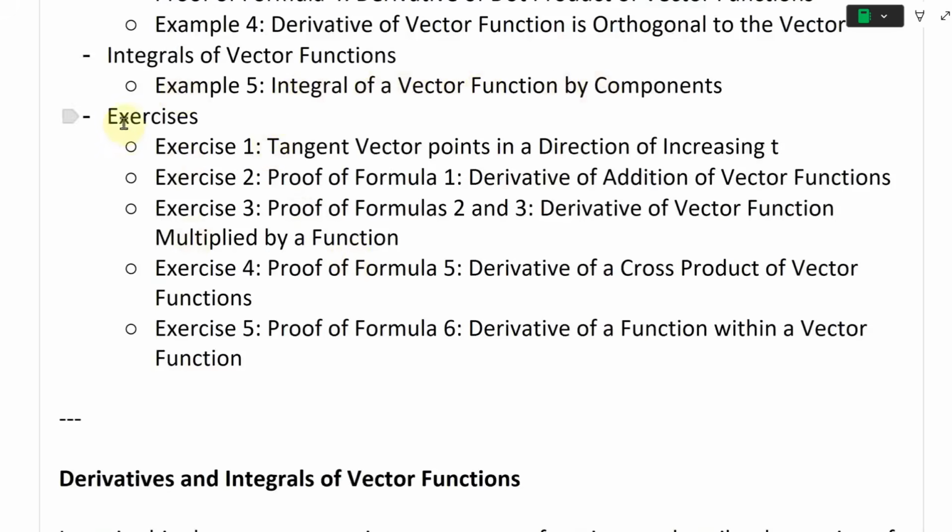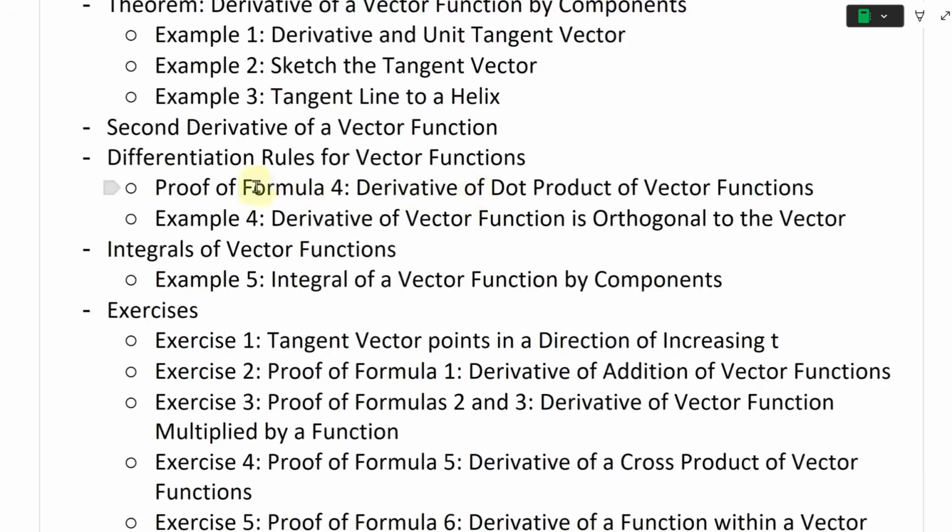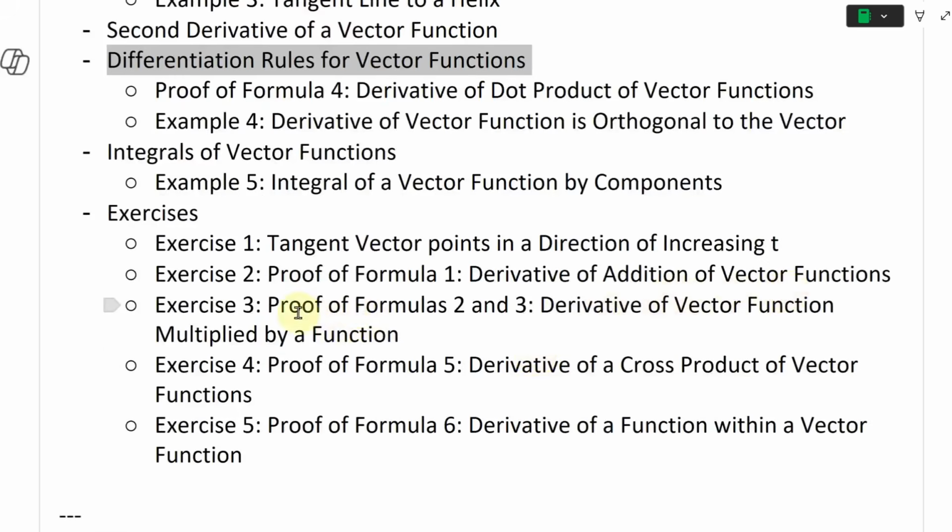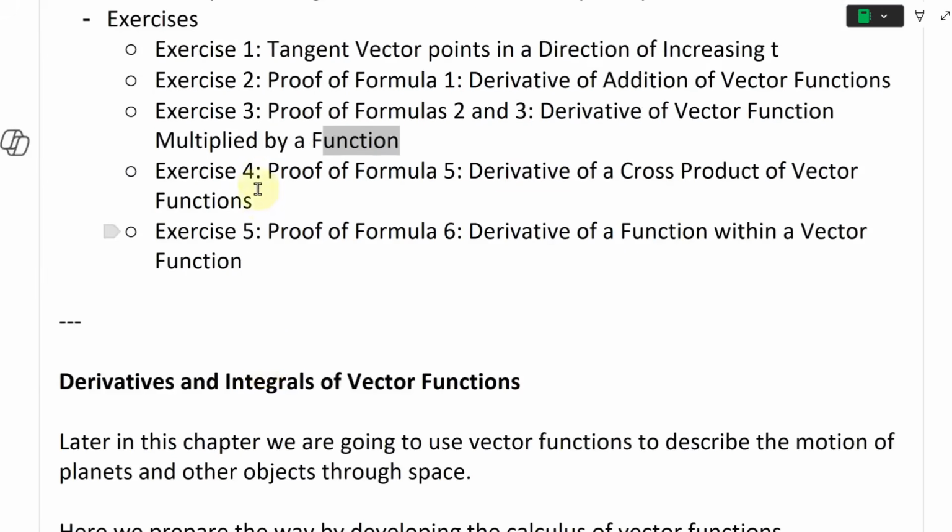And then we'll go over some exercises. So exercise 1, tangent vector points in a direction of increasing t. That's the parameter t. And then exercise 2, proof of formula 1. These are for the differentiation rules. And then derivative of addition of vector functions. Exercise 3 is proof of formulas 2 and 3. This involves the derivative of a vector function multiplied by a function. And exercise 4, proof of formula 5, which is the derivative of a cross product of vector functions. And exercise 5, which is proof of formula 6, derivative of a function within a vector function.